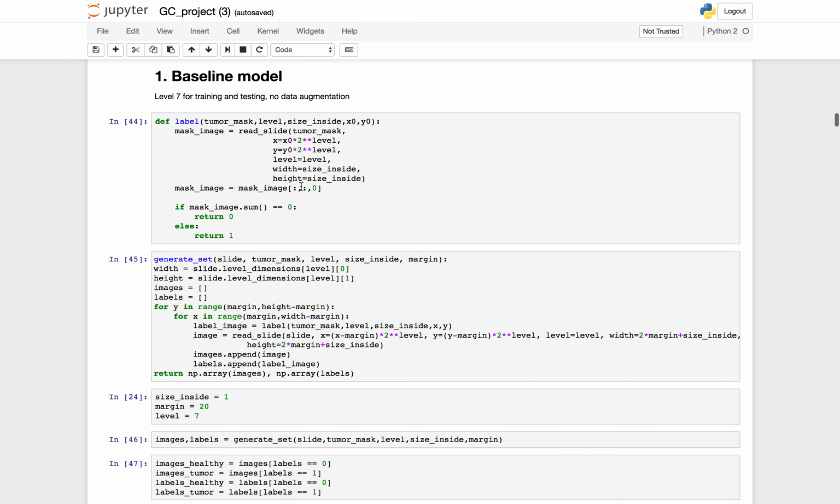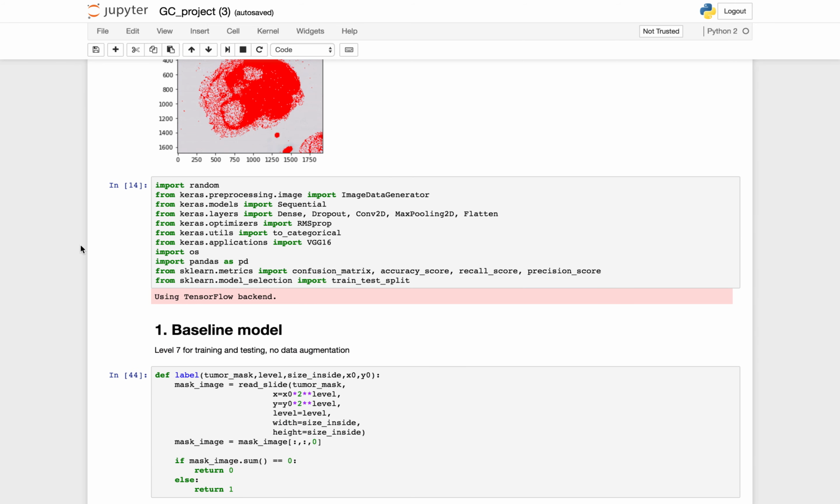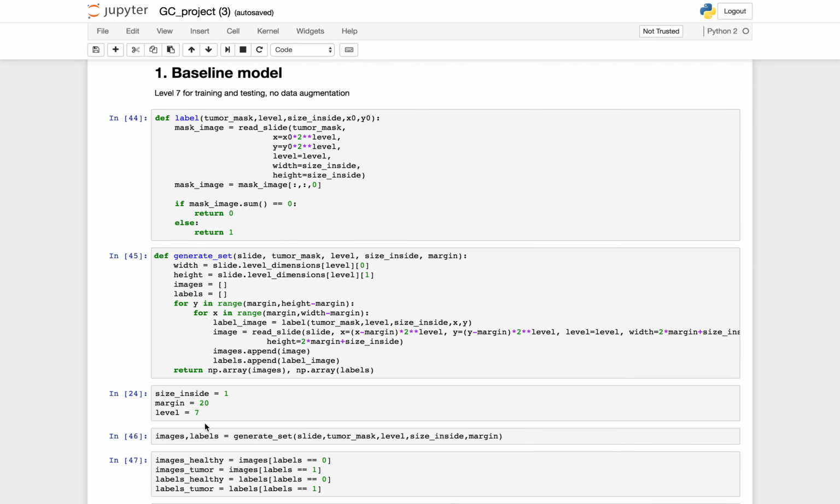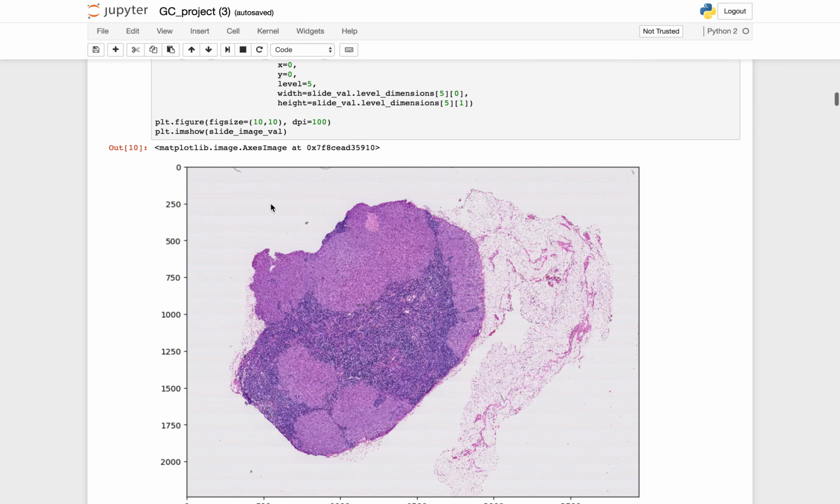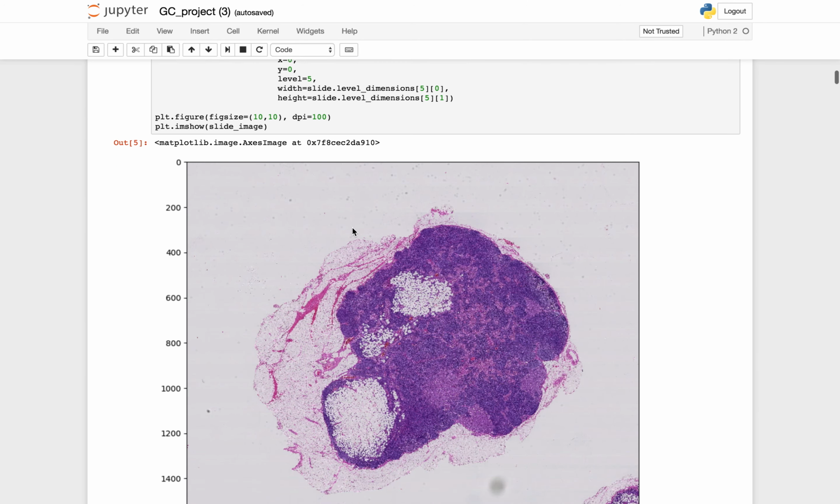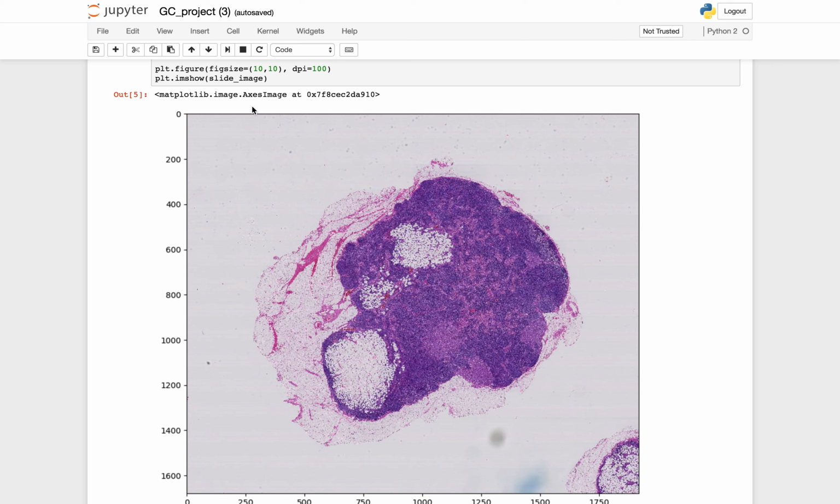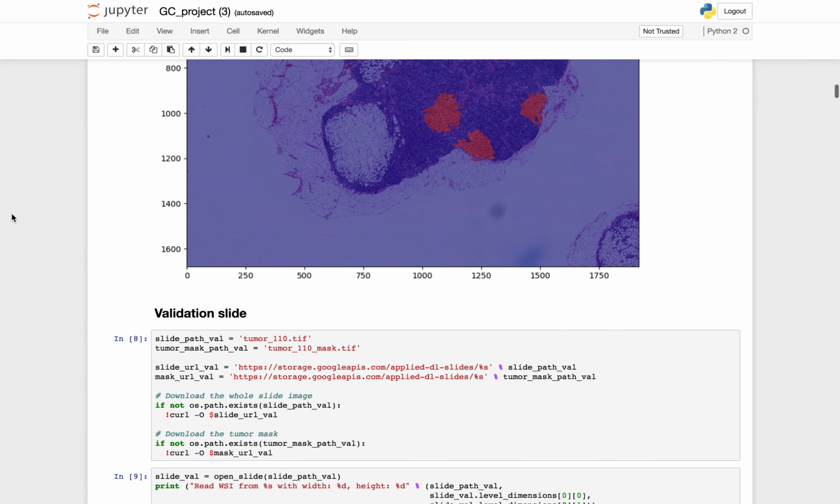First, a baseline model, just to get the flow working. At the lowest definition, labeling each image based on whether the center pixel has a tumor or not. And so that way we're generating lots of images from our main image, and this is the validation. We're generating a bunch of 40 times 40 images from this image, and we're going to classify all of them.